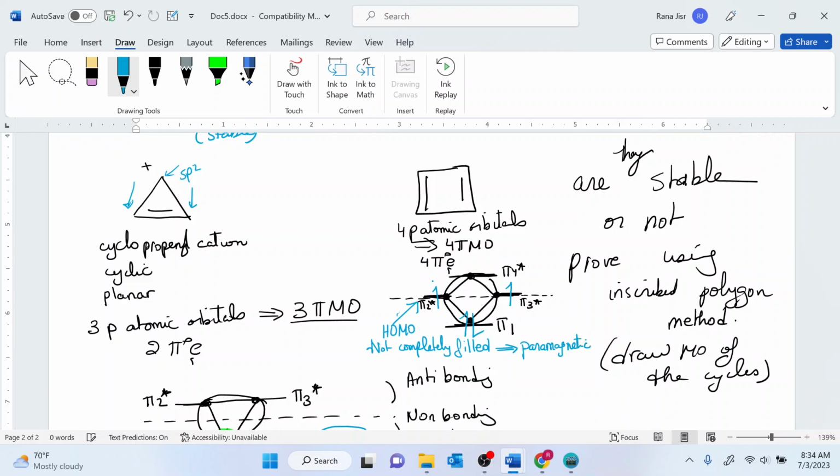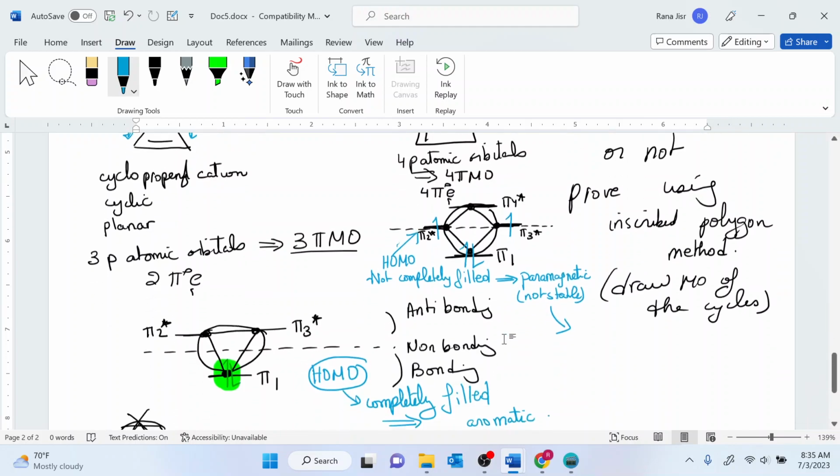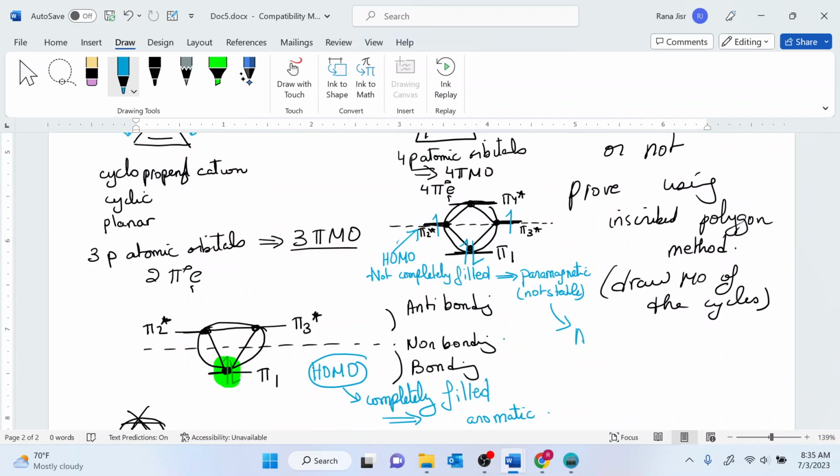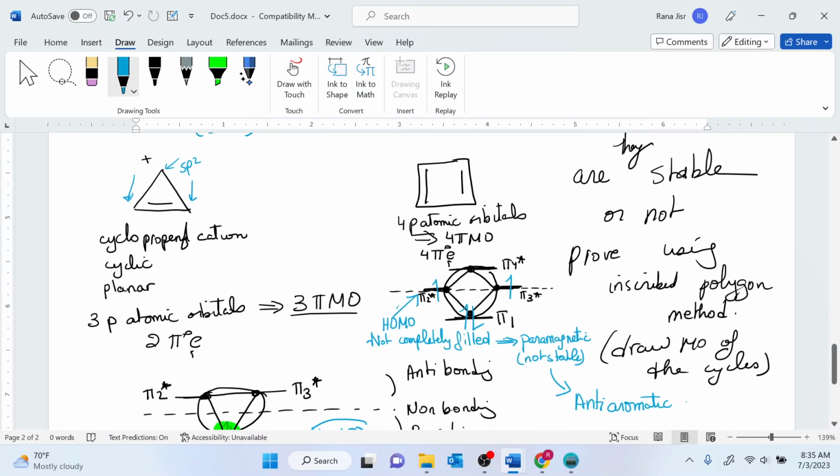Paramagnetic means that it is not stable. And this is why, because it is not stable, it's going to be anti-aromatic. Make sure that it is planar though. So this one is cyclic, it is planar, this is why it's anti-aromatic. If it was non-planar, then in this case it would be non-aromatic, so pay attention to that.